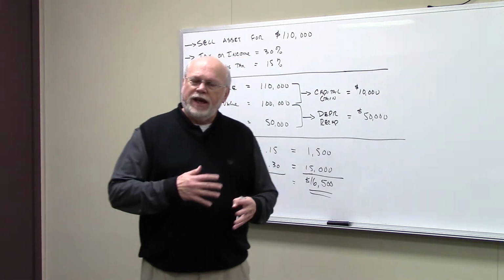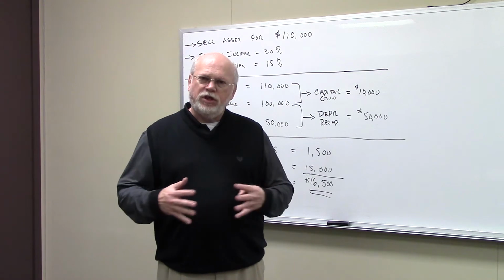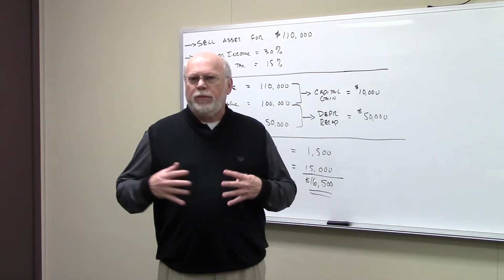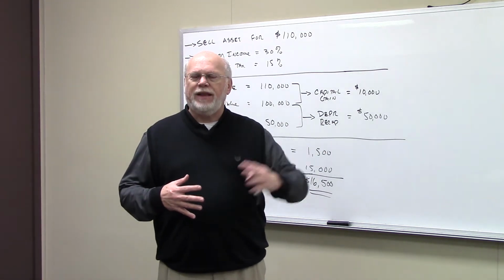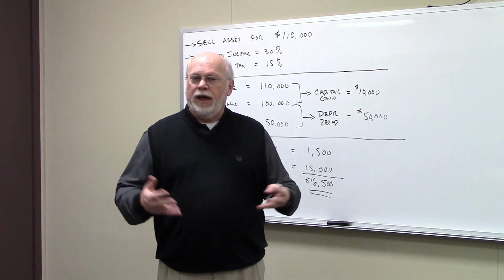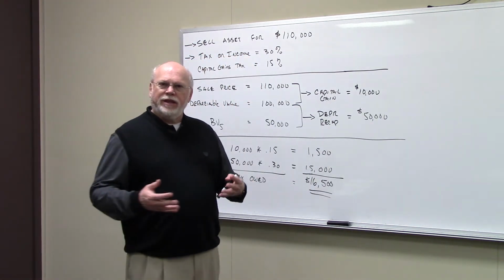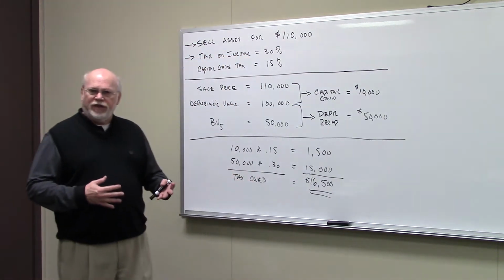Now what we're saying in this problem is that 5 years have gone by, so we depreciate the asset for 5 years. But somebody's come in after 5 years and wants to buy the asset from us, and they offer us $110,000, and we sell it. Now, how do we go about calculating the tax consequences of that?